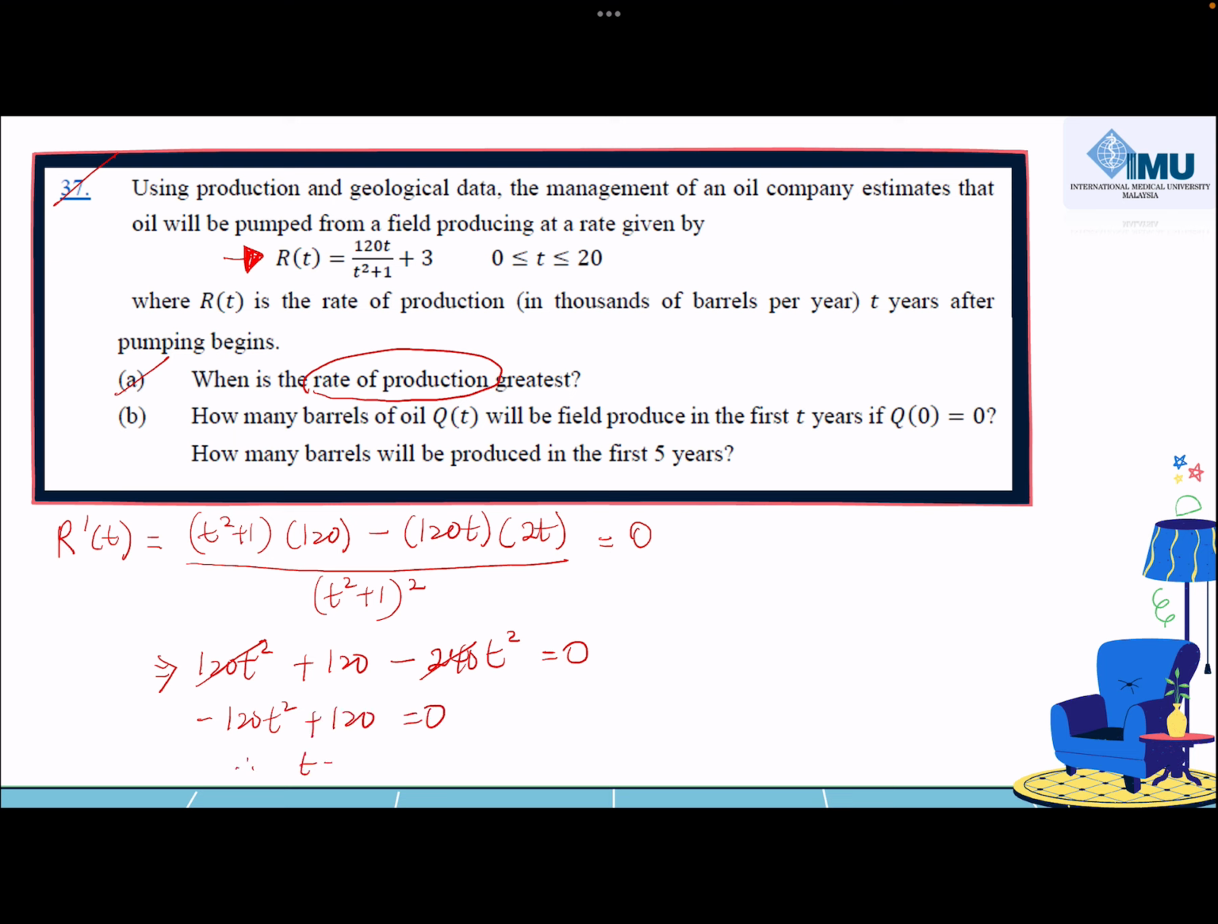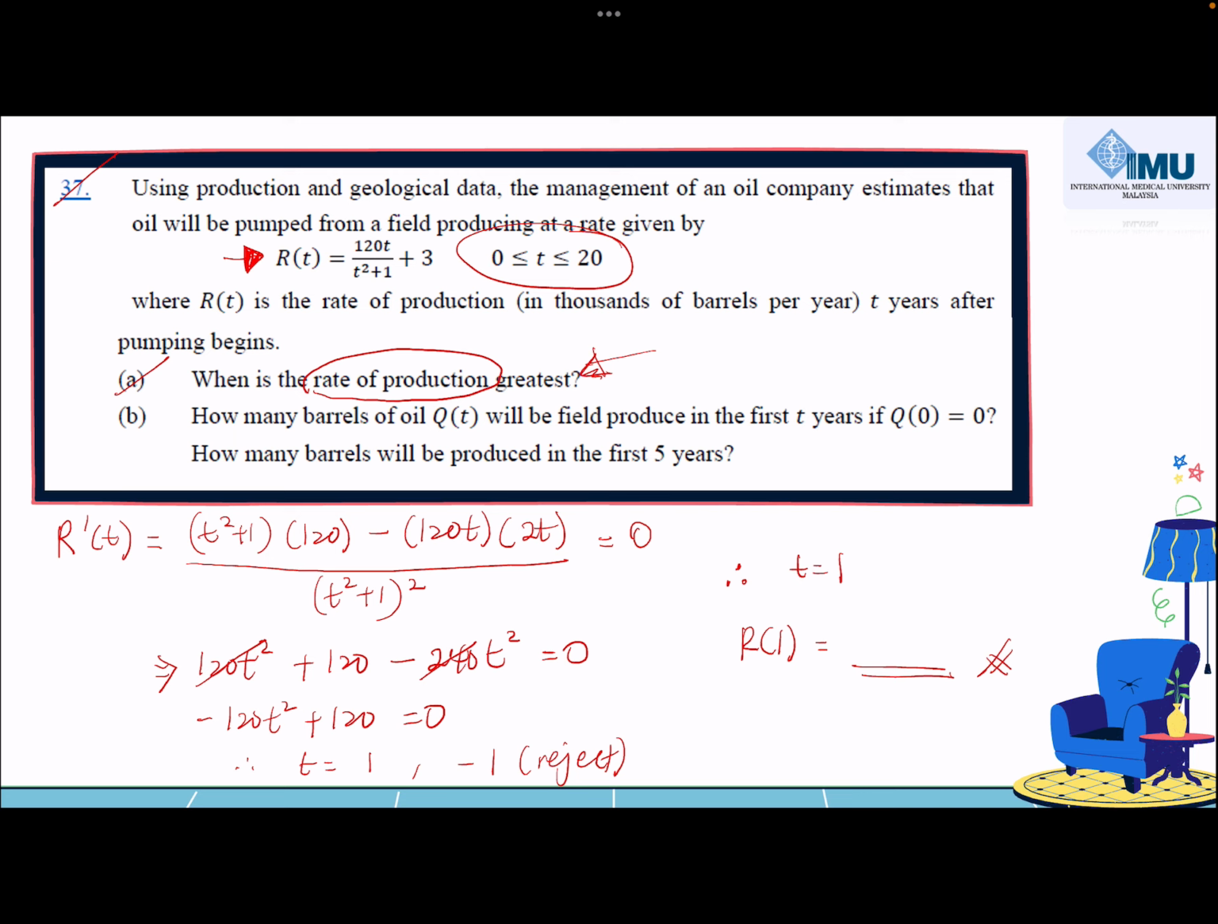You will get t equals 1 and t equals negative 1. But bear in mind, your t is only valid from 0 to 20. Hence, you reject the negative value. Do you need to identify either its maximum or minimum? No, since the accepted value of t is only 1, definitely it is going to be the greatest value. The greatest value will happen at t equals 1, hence evaluate accordingly to find the maximum rate of production. Now, I leave it to you to calculate.